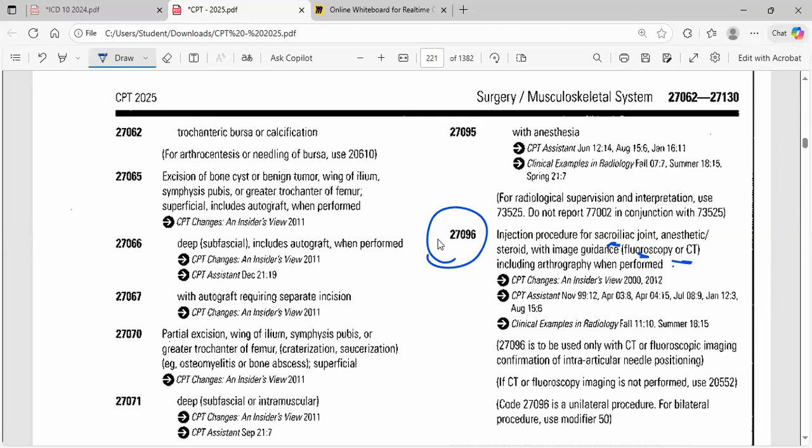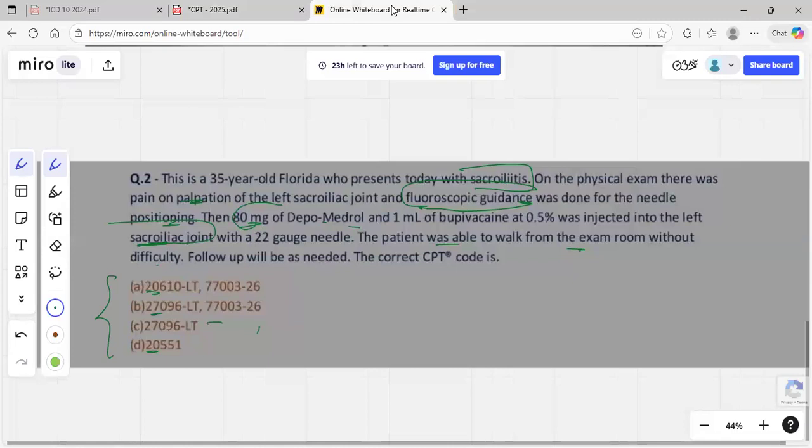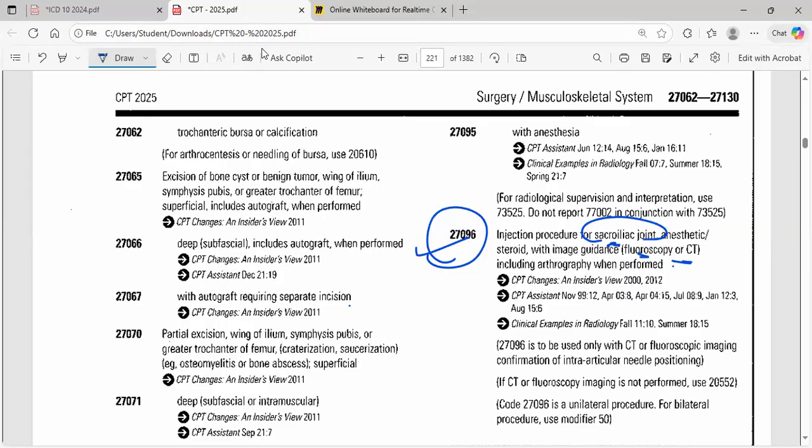That means it is on the sacroiliac joint. We have a specific code here, so we are going to use only 27096. So the answer should be C only. We are not going to use option B because 27096 already includes the fluoroscopy guidance. It says with imaging guidance. So whenever imaging guidance is included in your main code, you are not going to bill that separately.